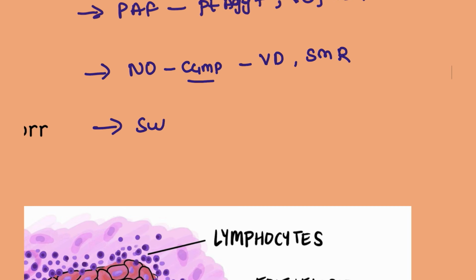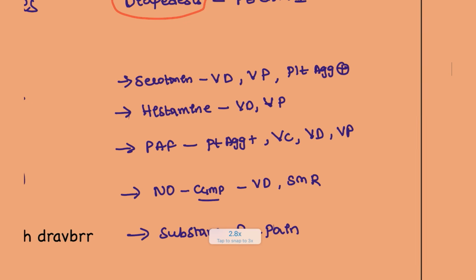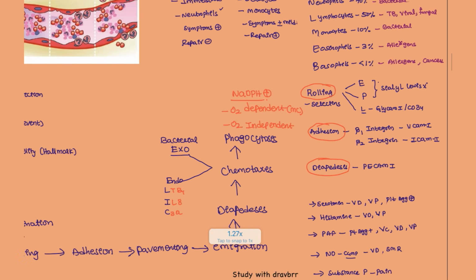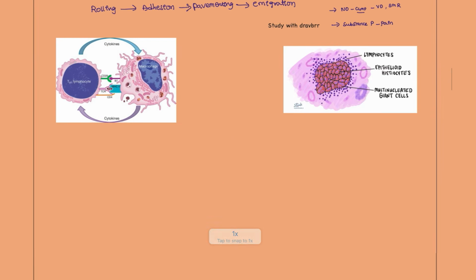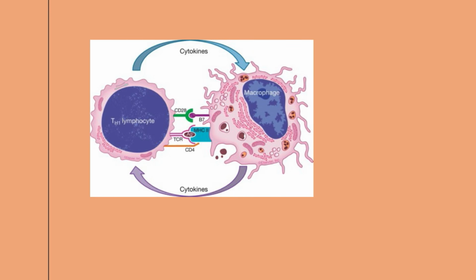Next, we have substance P. What will substance P do? It will increase the pain. Pain will be seen with substance P. So these are some factors that you have to take note of. Next, moving on to chronic inflammation and other factors, interleukins and cytokines. I will be explaining in a while, but please take note of chronic inflammation.